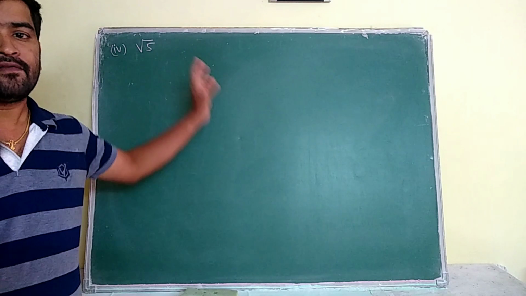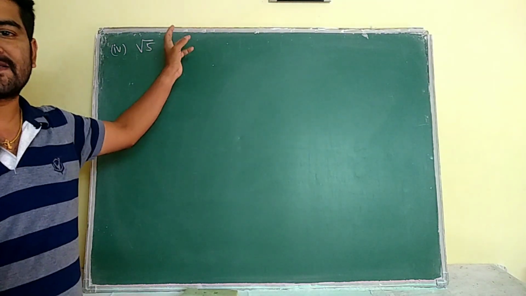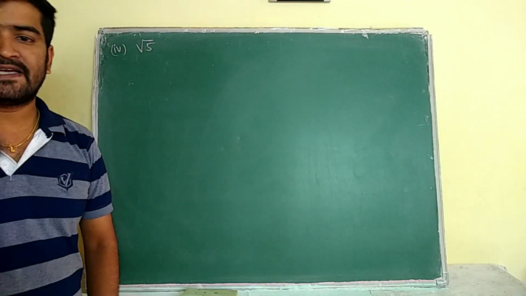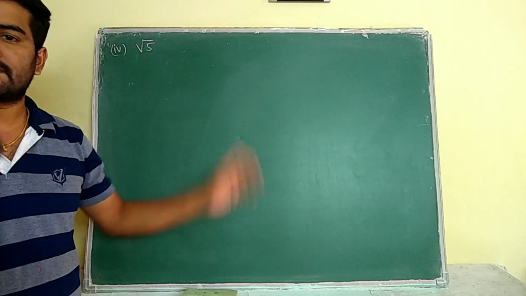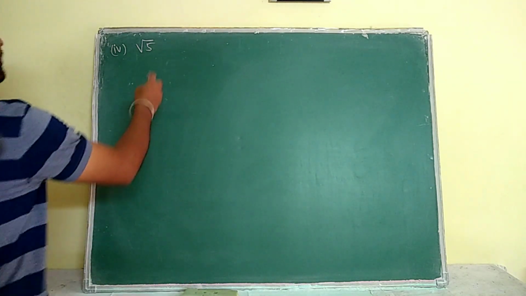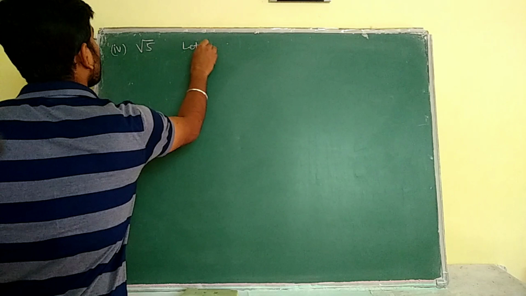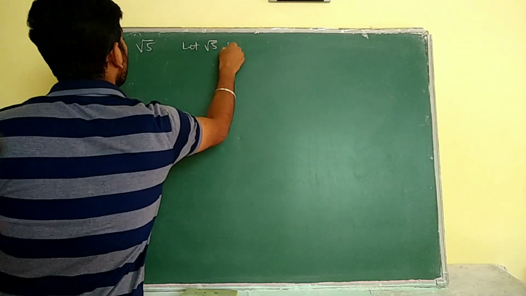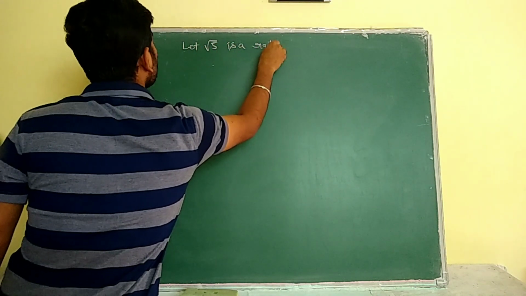Okay? Now, fourth one. He has asked us to prove that root 5 is an irrational number. This is model 1. Firstly, we have to assume that root 5 is a rational number. Okay?